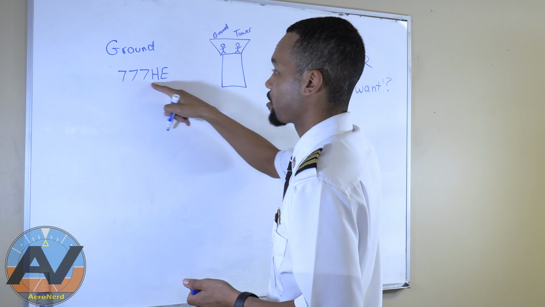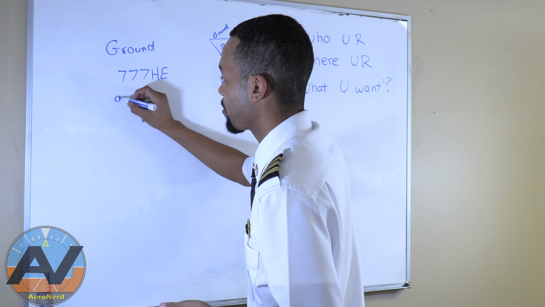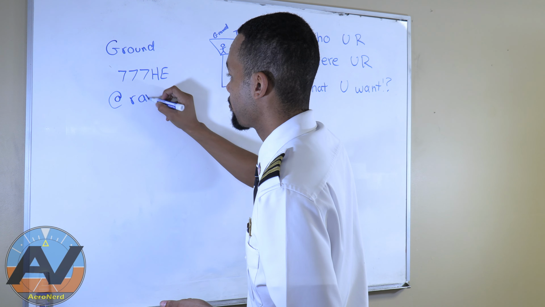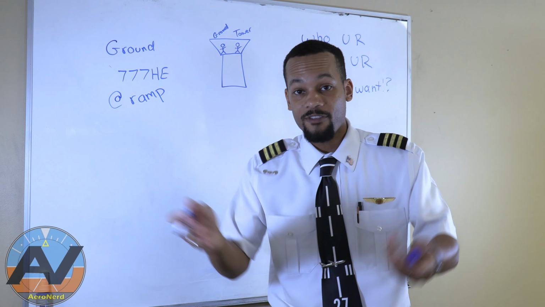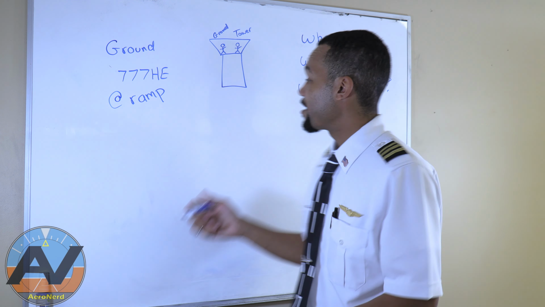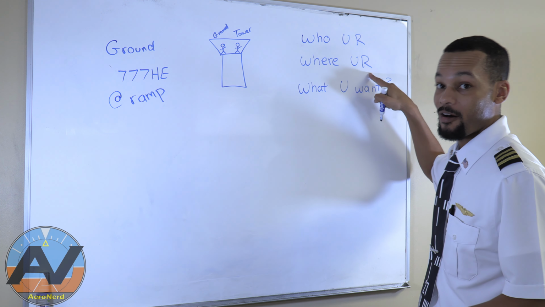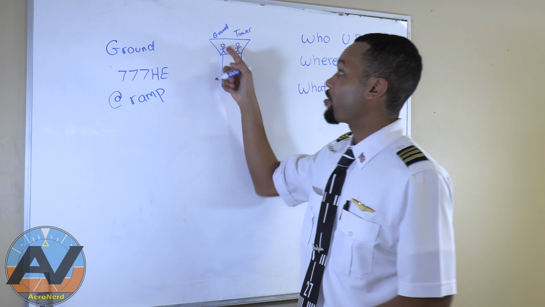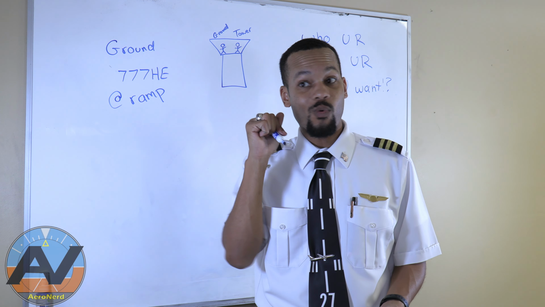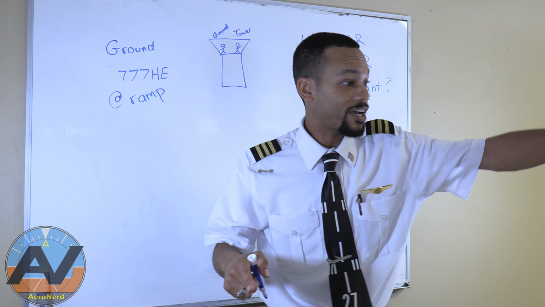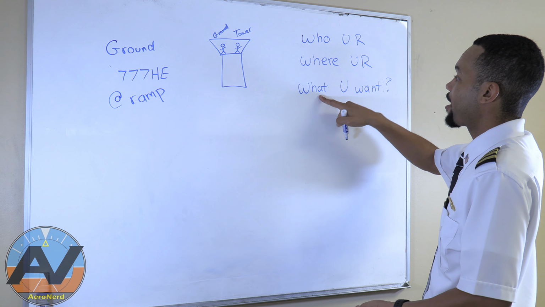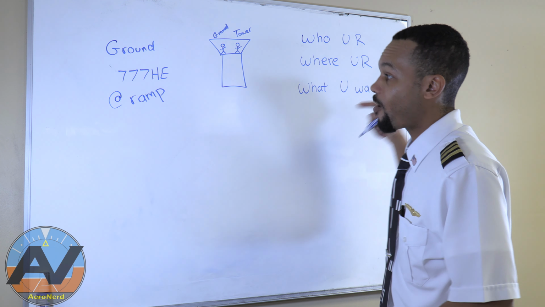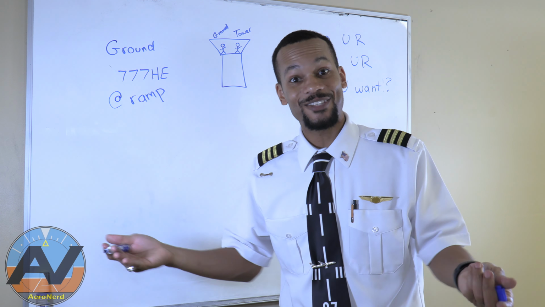Where you are. So 777 Hotel Echo, currently at the ramp. At the ramp or parking area or your FBO or wherever you're going to be at, that is where you are. So now the tower knows who you are and they know where to look in order to vector you to or give you directions on how to get to the runway, and what you want. So I want to taxi to the active runway.